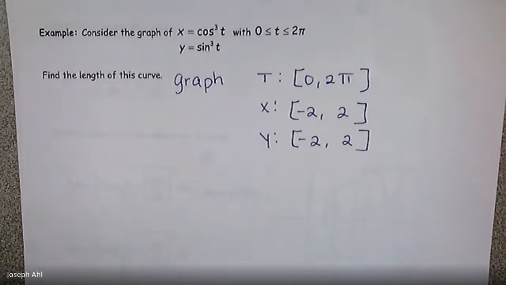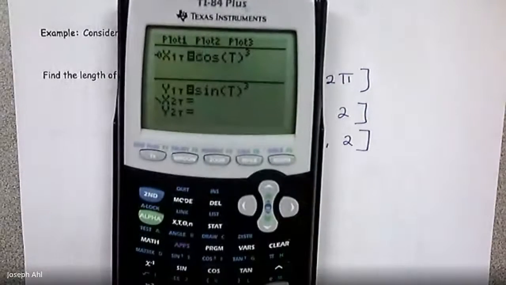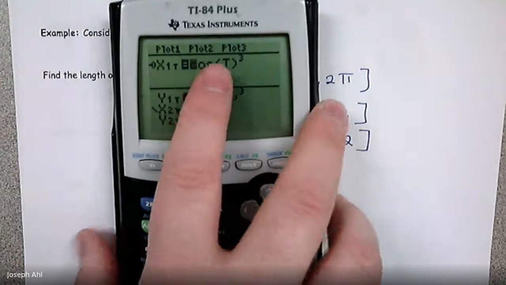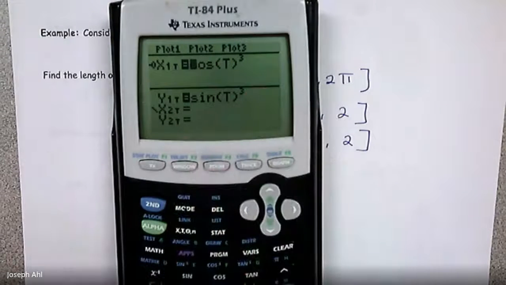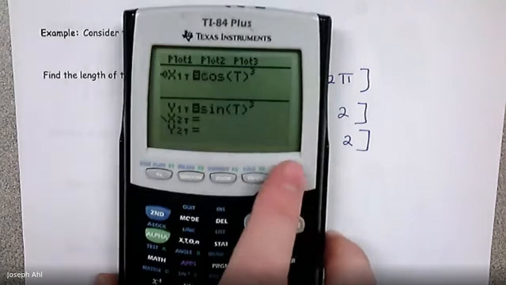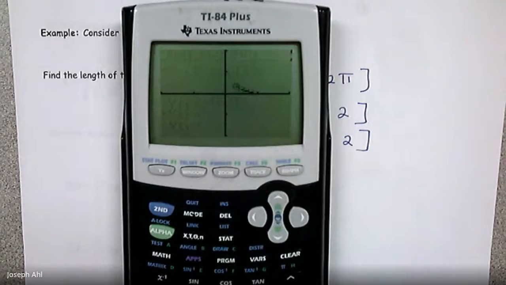And I already have this typed into parametric mode in the calculator. I have cosine of t cubed. Hopefully you know that that's the same thing as cos cubed of t. Just make sure the cube isn't on the inside with your t there. And if I hit graph, let's see what happens. We get this really cool, diamondish looking shape. That's pretty awesome.